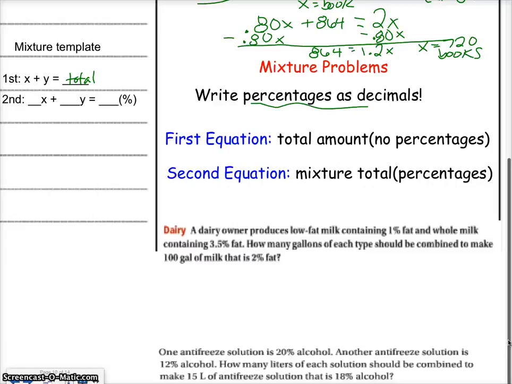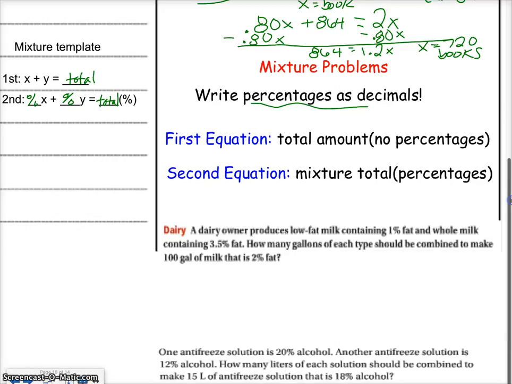The second equation is definitely the percentage equation. So you have no percentages in your first equation. The second one you do. So it's going to be whatever the percent is times x plus whatever the percent is times y equals, now this is where last time I wrote the total percent, but you have to times that percent by the total amount of mixture you're getting. So the total times the percent. And you'll see that as we process through this here.